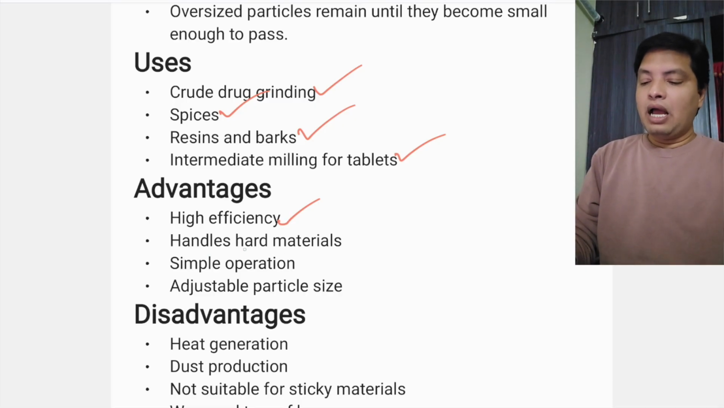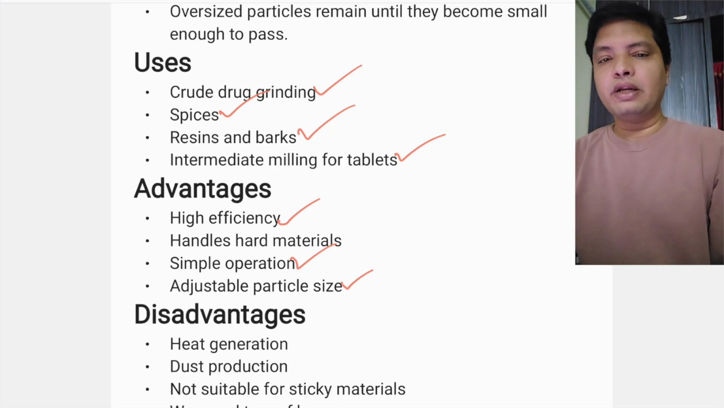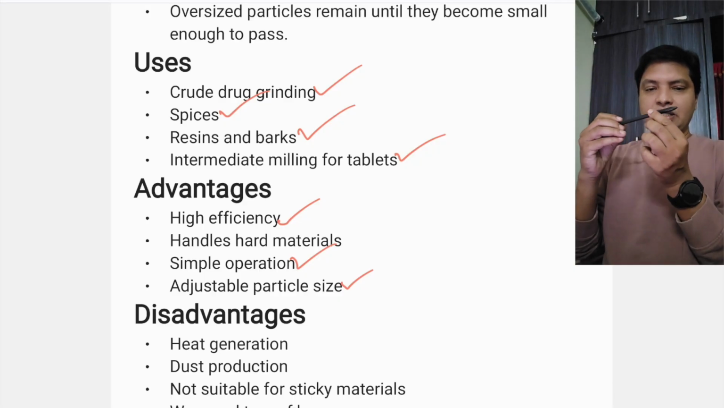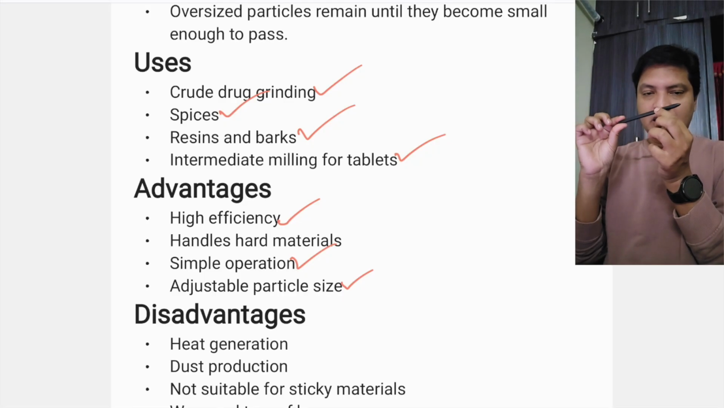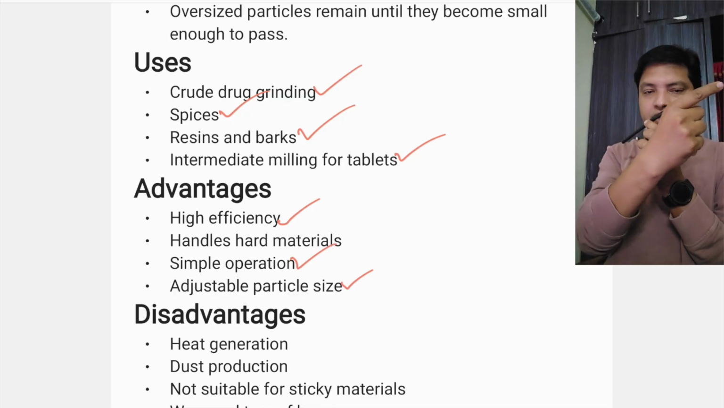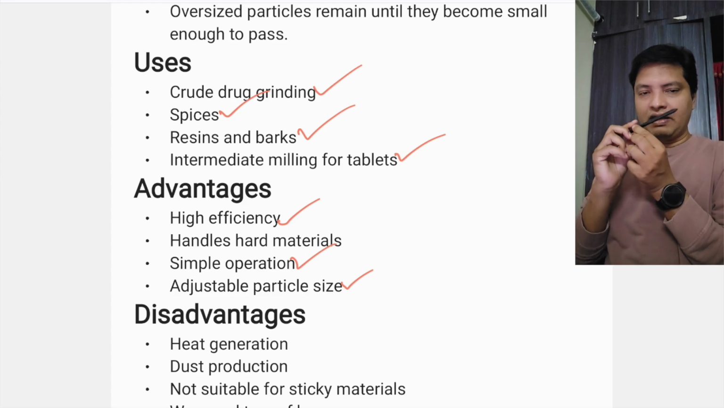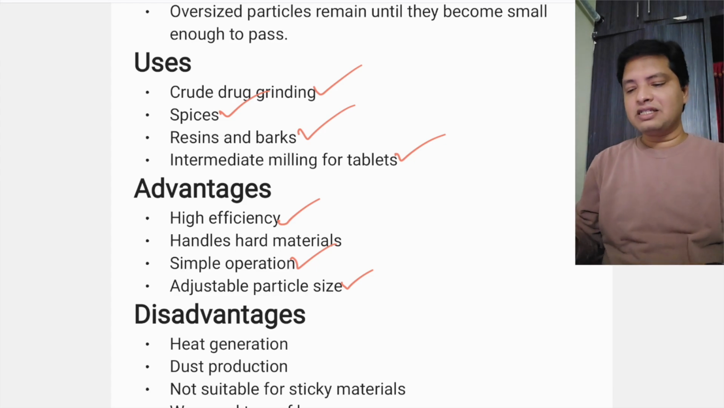It can handle hard materials, it is a simple operation, and the particle size is adjustable. You can adjust the particle size. If you increase the length of the hammer, the particle size will be very small. If you decrease the length of the hammer, the particles will be very large. See here, large particles will be there. If you increase the length of the hammer and the shaft, the particle size will be small.